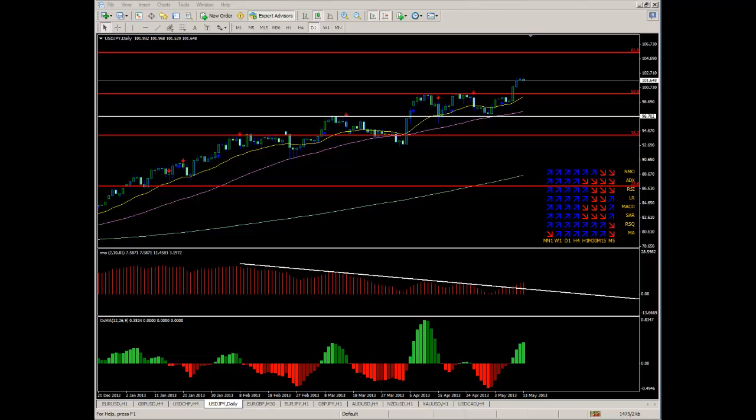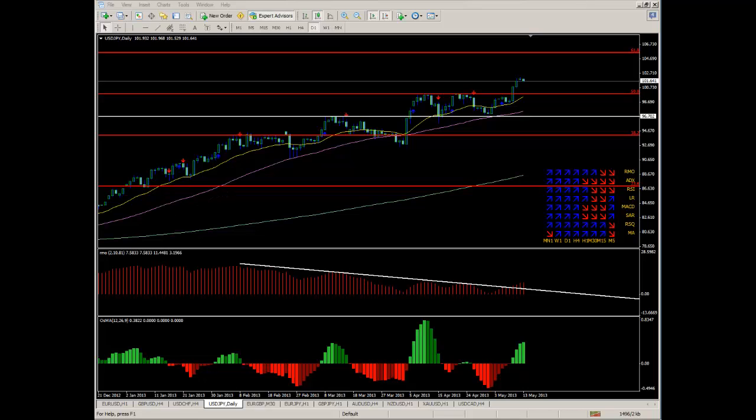We have core retail sale month-to-month figures, which is important. They're expecting a contraction there. Business inventories, which is also important. Then later this evening we have the retail sales quarter-on-quarter figures for the New Zealand market. So a bit of news out this afternoon. We have the Eurogroup meetings all day after the G7 meetings. So it'll be interesting to see what happens.